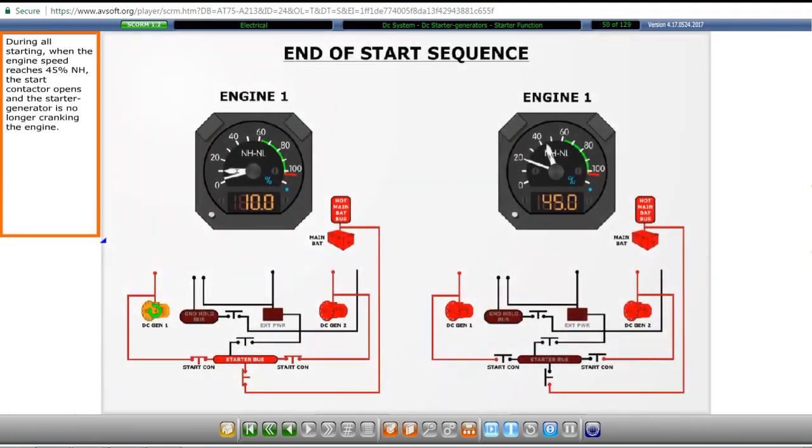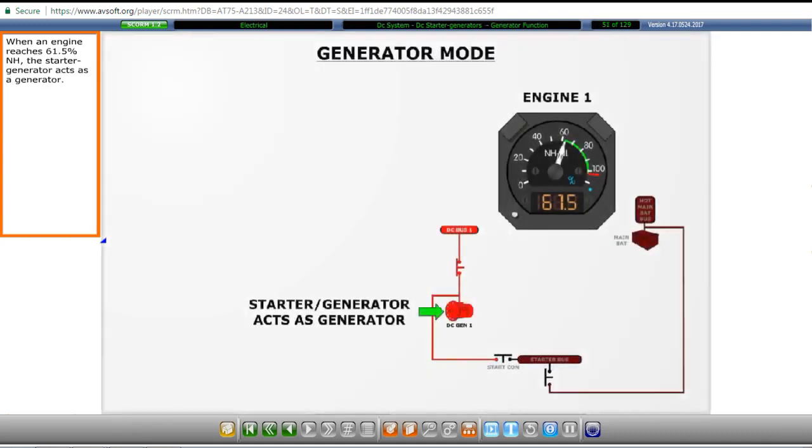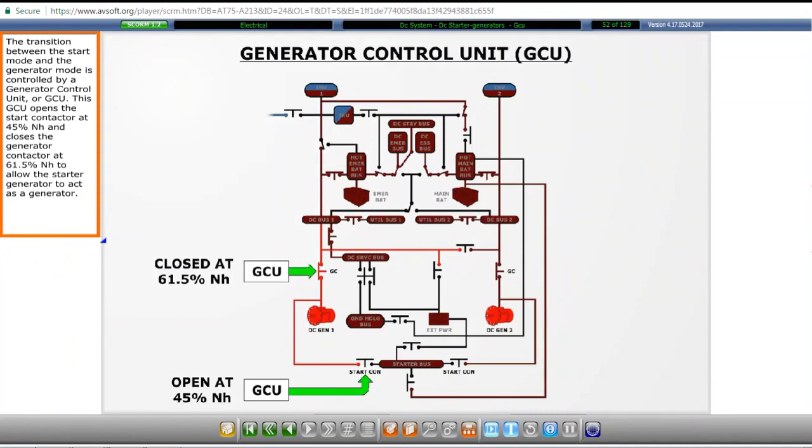During all starting, when the engine speed reaches 45% NH, the start contactor opens and the starter generator is no longer cranking the engine. When an engine reaches 61.5% NH, the starter generator acts as a generator. The transition between the start mode and the generator mode is controlled by a generator control unit, or GCU. This GCU opens the start contactor at 45% NH and closes the generator contactor at 61.5% NH to allow the starter generator to act as a generator.